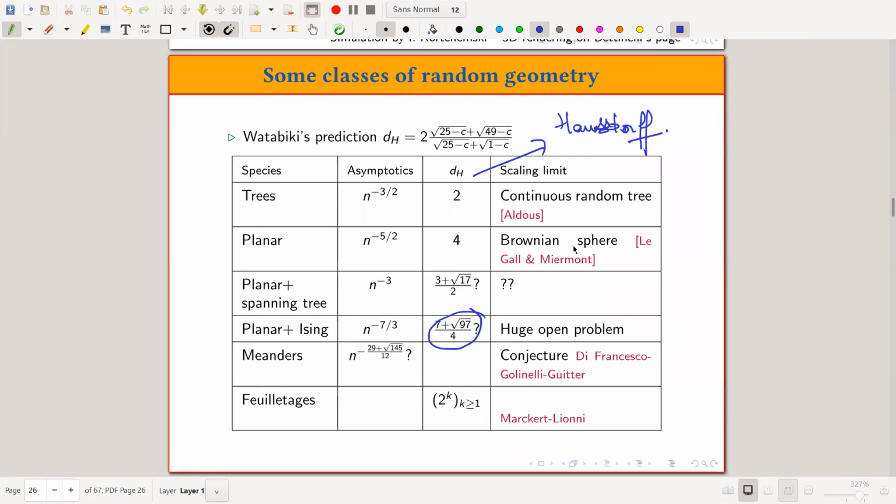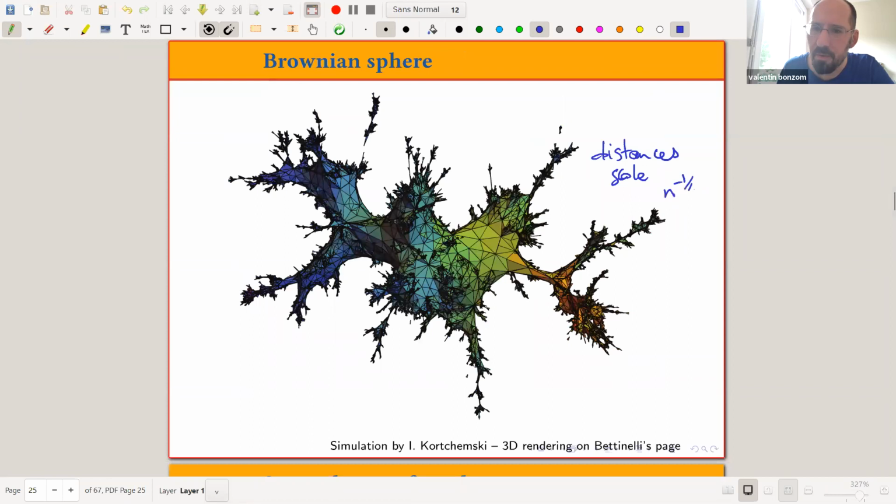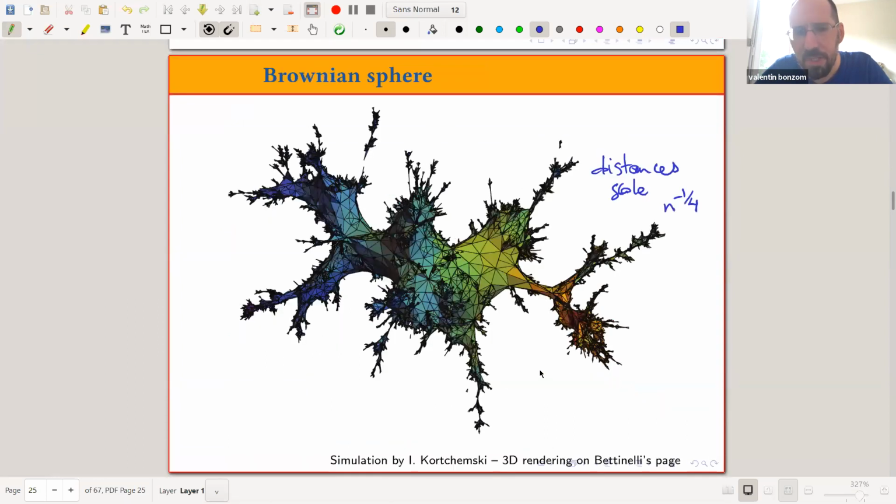Okay, we have a question, Valentin. Yeah. In the case of the Brownian sphere, geometrically, what is the thing that scales as n to the minus 5/2? Distances scale like n to the minus 1/4. And the 5/2, what is it? Well, the 5/2 is, let me remember, it's very much related. The 5/2 is basically the entropy. It tells you the critical exponent for how many of these objects you have.